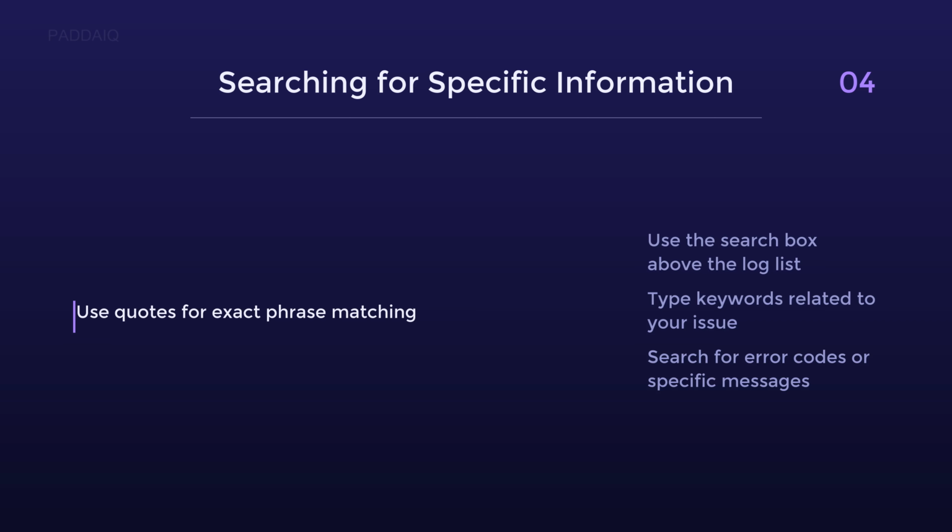Use quotes for exact phrase matching. This means you can search for a specific phrase exactly as it is written. For instance, searching "purchase order status" will only find results containing that precise phrase in that exact order, ignoring separate mentions of purchase or status. This ensures your search returns highly relevant results for your specific query.